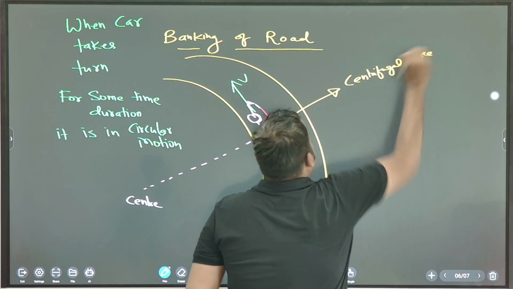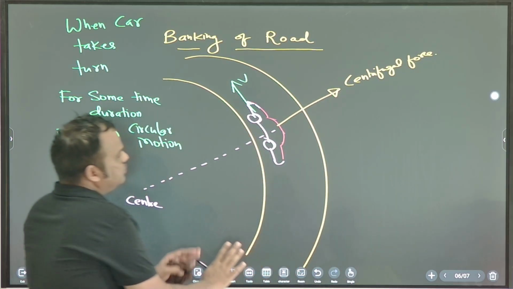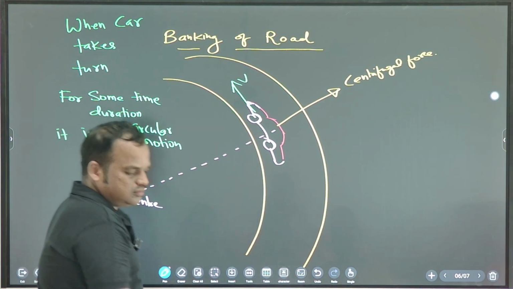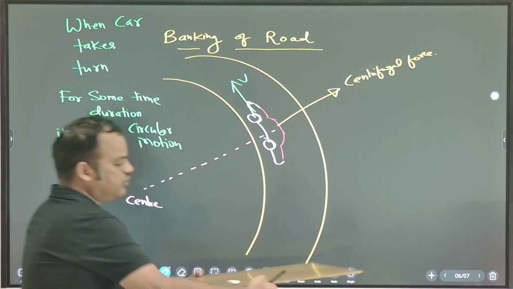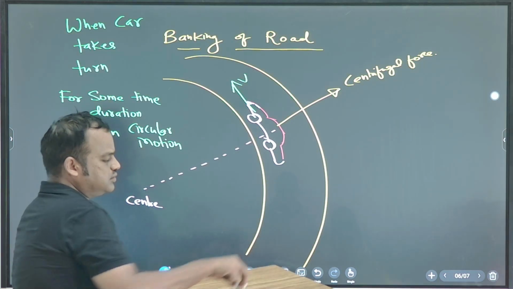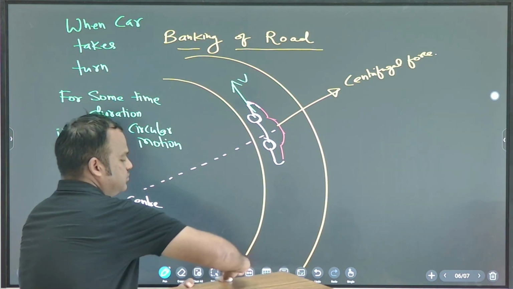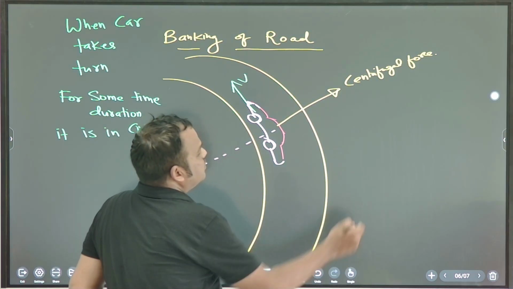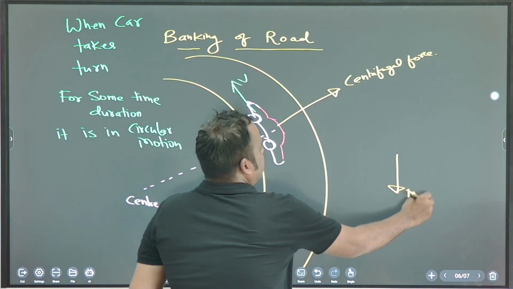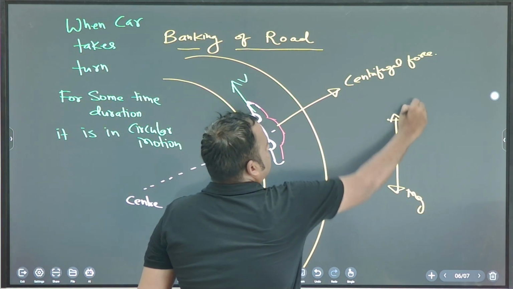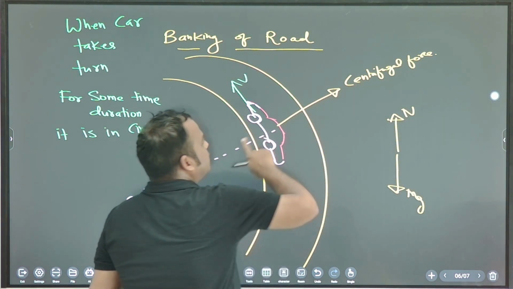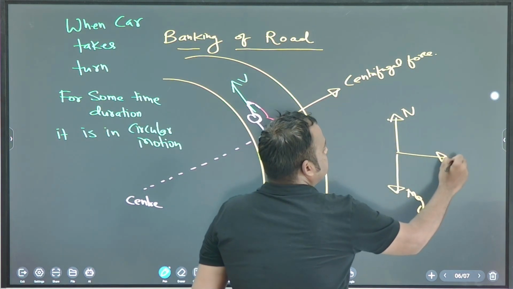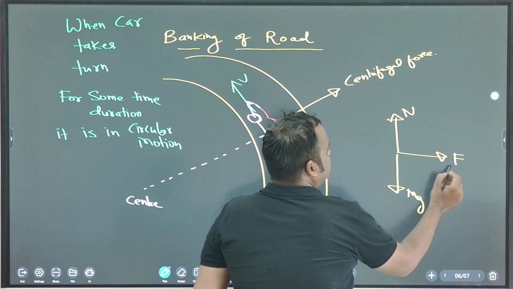Centrifugal force, understood? Now when you see from the horizontal, suppose this is the road, the car is going like this. So downward, what is the force? Tell me. mg. Upward, normal. Centrifugal force, away from center.